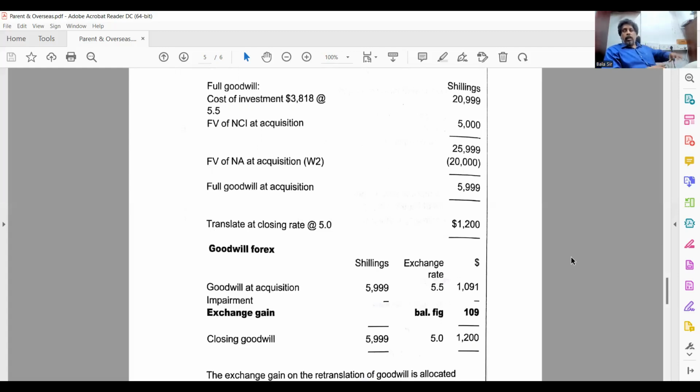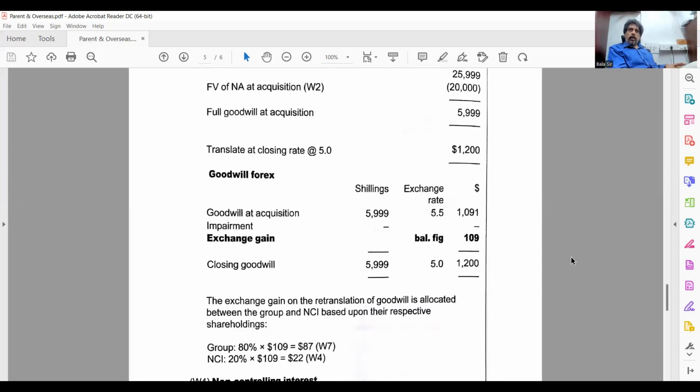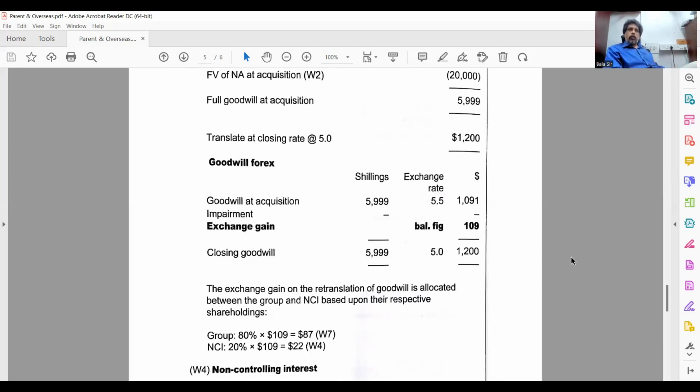What happened? The $1,091 goodwill has become $1,200 because of the exchange rate difference. And that gives an exchange gain of $109. Of this, 80% belongs to the parent entity, we say the group, right? And then 20% belongs to the NCI. Now people ask you, why do you split the goodwill 80-20?